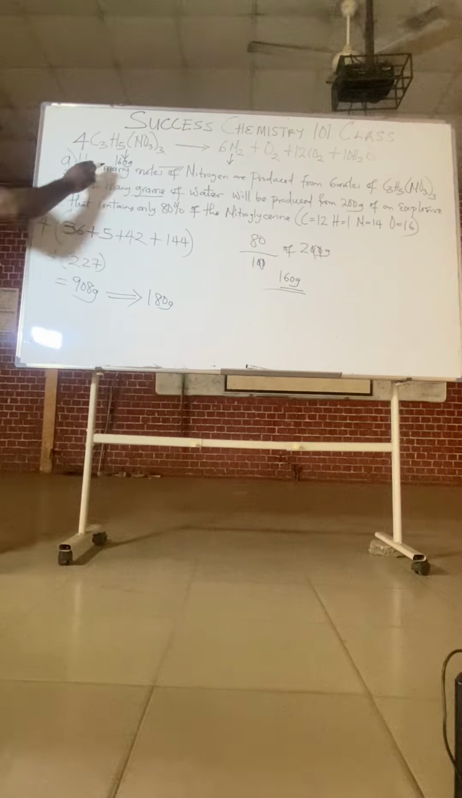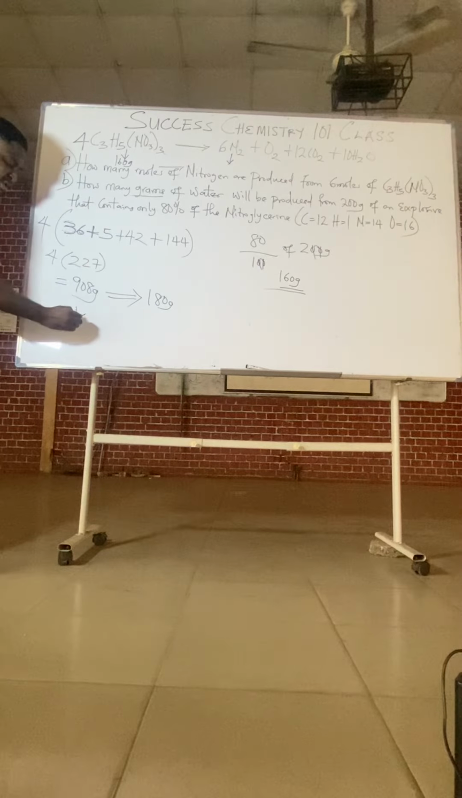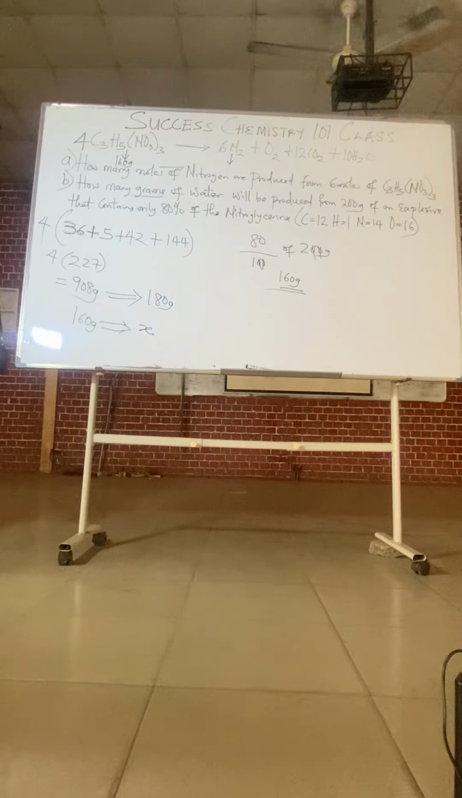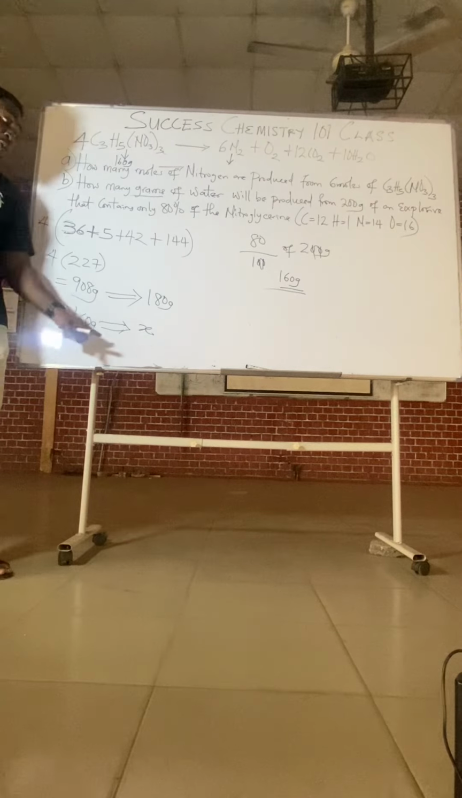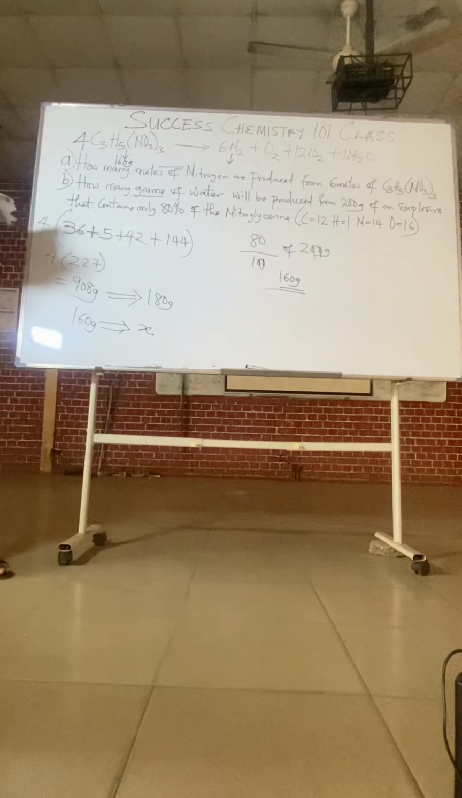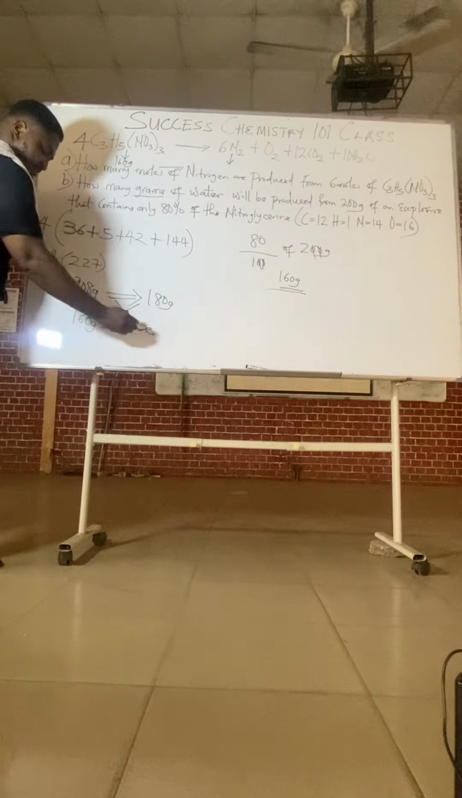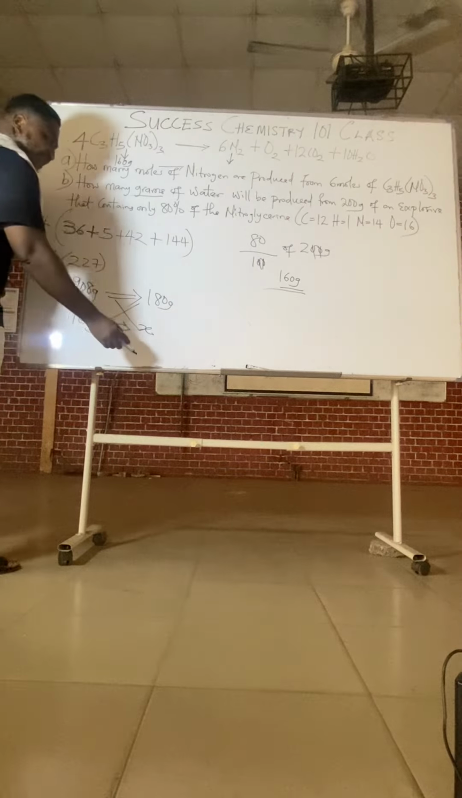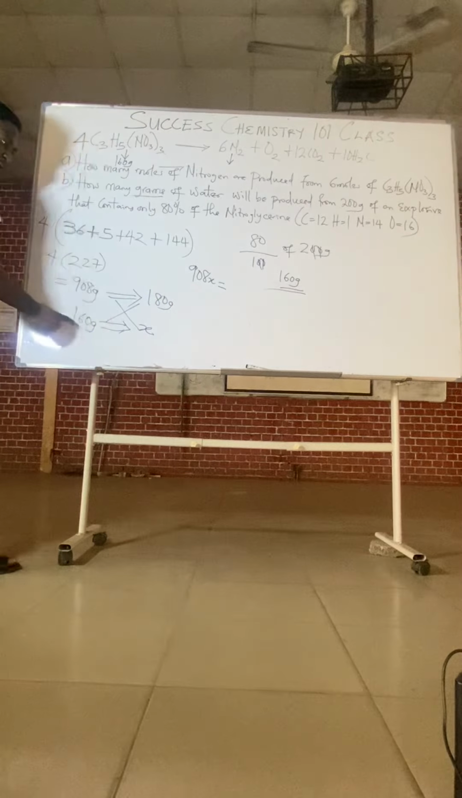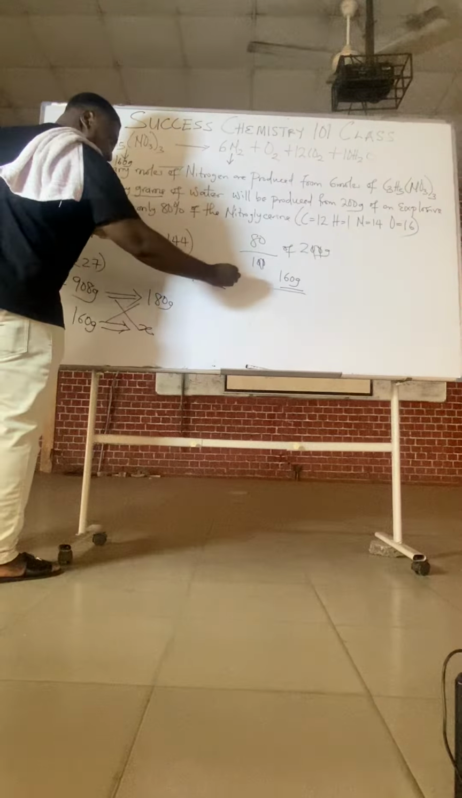How many grams of nitroglycerin is now available? 160 grams of nitroglycerin will now give what? We don't know, we'll call it X. 160 grams of nitroglycerin will produce what mass of water? We don't know, we'll call it X. What do we do next, class? We cross multiply. So 908 times X equals 160 times 180.